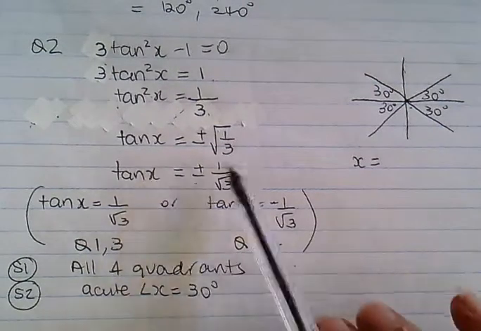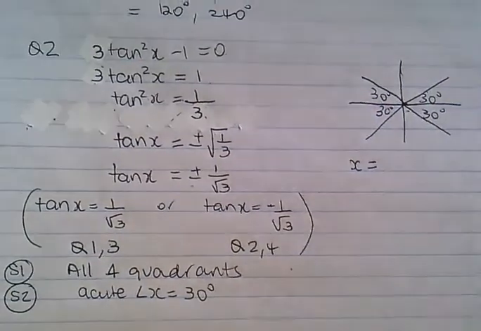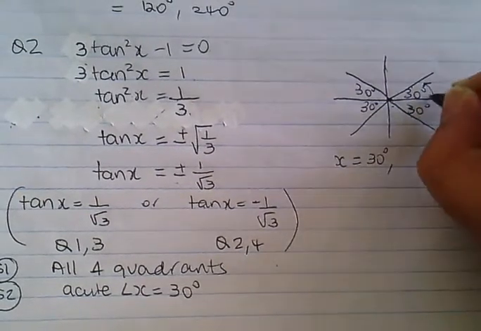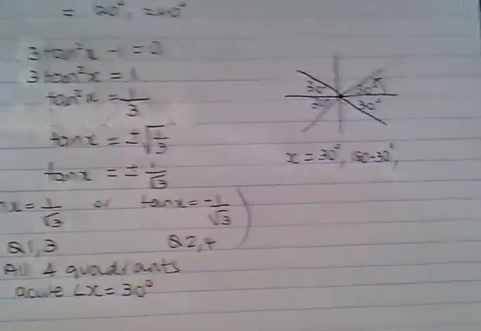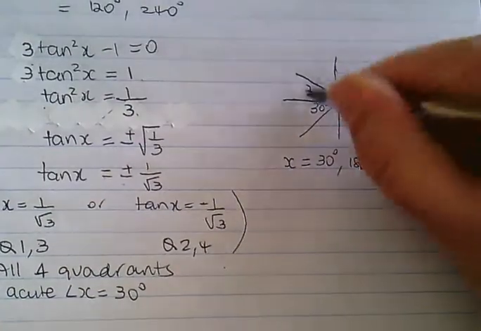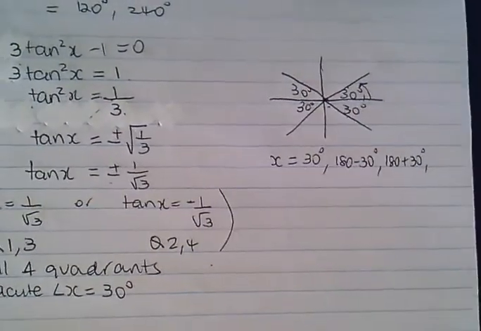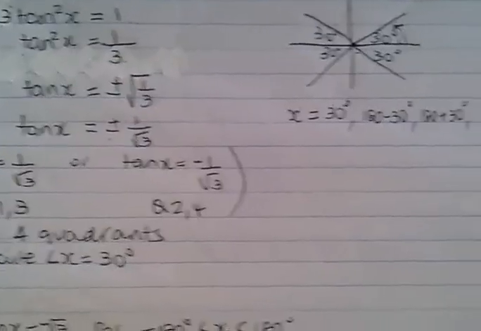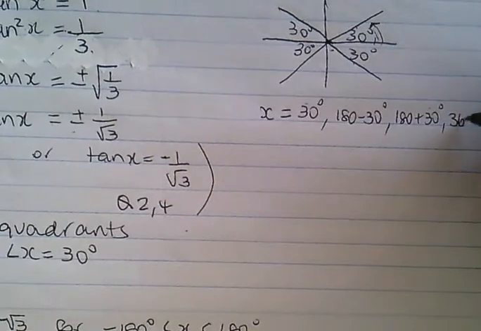Then tan of what gives me 1 on root 3? The acute angle, tan of 30. So I draw my 4 quadrants, 30. So what is x? How do I get to it? It's 30. That one we know is 150, but how do you do it? 180 minus 30. The next one we know will be what? How would I write it? 180 plus 30. So the people that don't like to draw diagrams, they write all this out. They go 30, 180 minus, 180 plus. What's the last one? 360 minus.